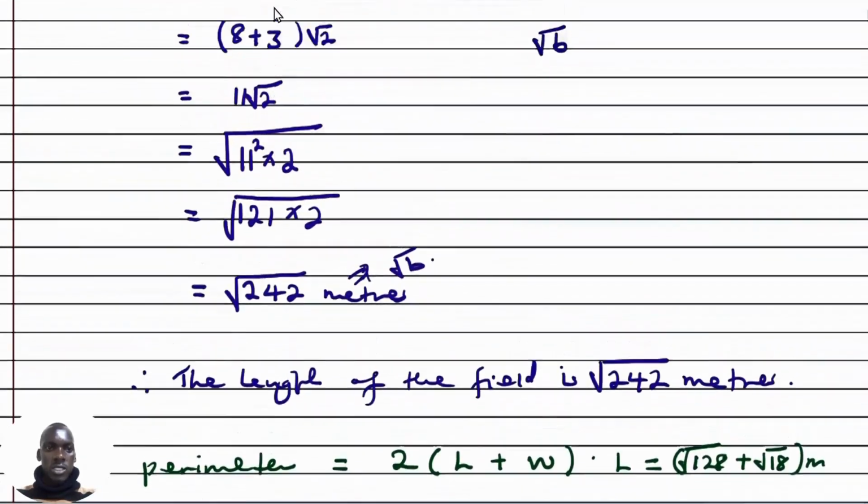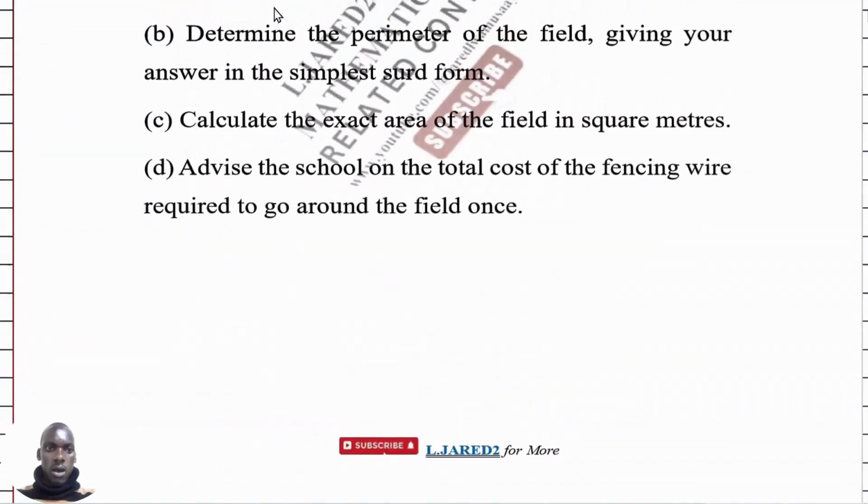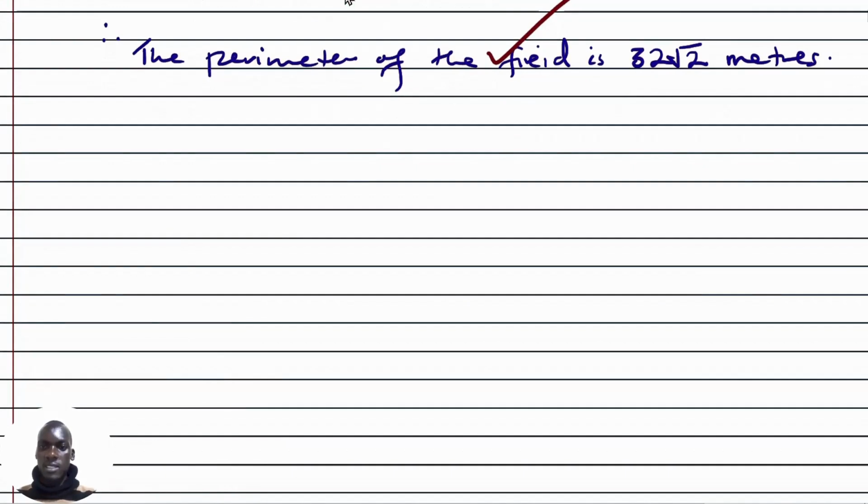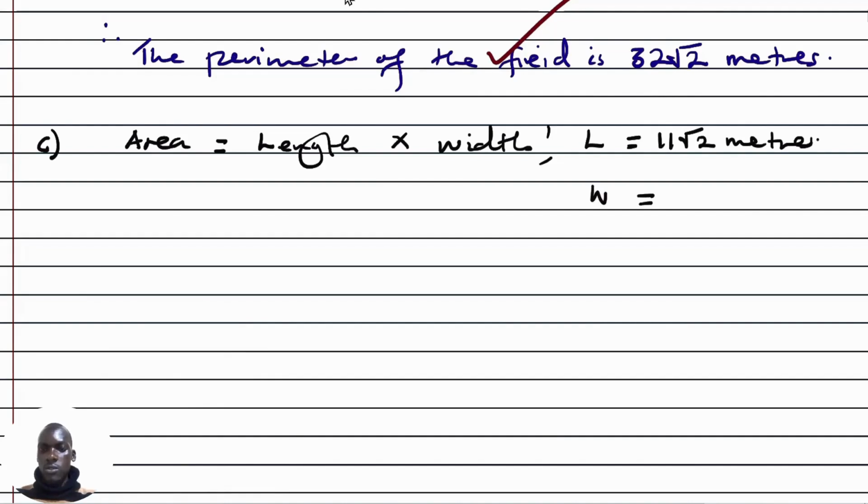So now we can proceed to part C of our question. It reads, calculate the exact area of the field in square meters. In part C, they want us to get the area, but since it's a rectangle, we use the formula for the area of a rectangle, which is area equals length multiplied by width. Remember, our length equals 11 root 2 meters, and our width equals 5 root 2 meters. For us to get the area, we just substitute in.